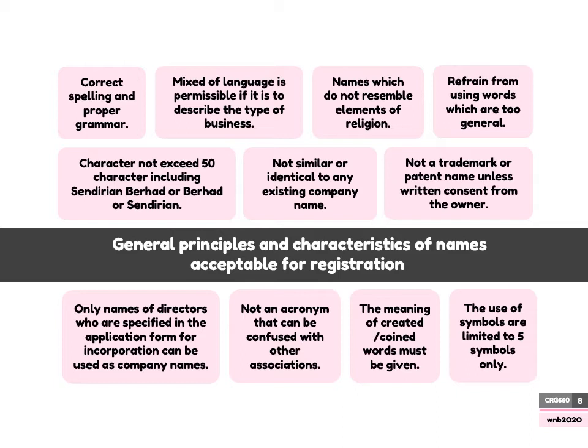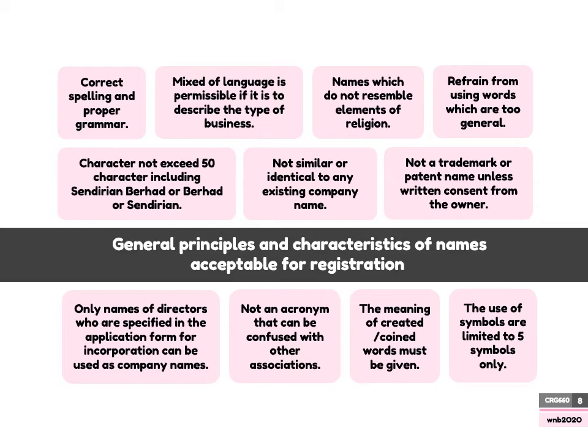Okay. So, Basirah tu nama Melayu ataupun like Arabic. Lepas tu manufacturing tu English, mix. Tapi kenapa nak letak perkataan manufacturing tu? Sebab I nak tunjukkan yang business I tu berkaitan dengan manufacturing. So, permissible. Name which do not resemble elements of religion. So, jangan ada perkataan yang menggambarkan ataupun mencetus sensitiviti agama. Refrain from using words which are too general. Tiba-tiba je buka bisnes yang macam general sangat, tak tahulah apa sebenarnya bisnes yang you nak buat tu kan.